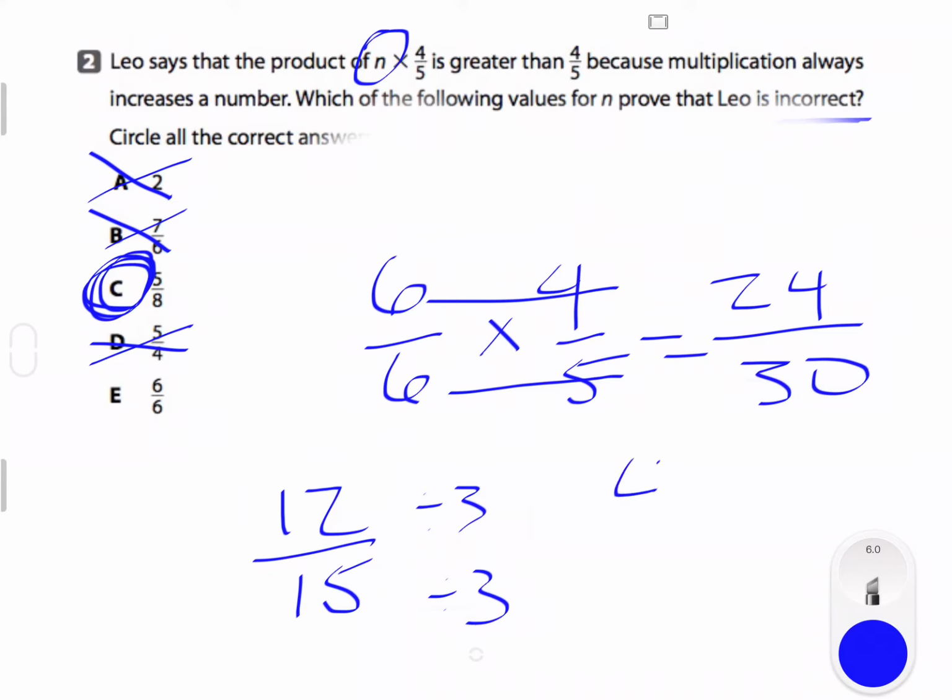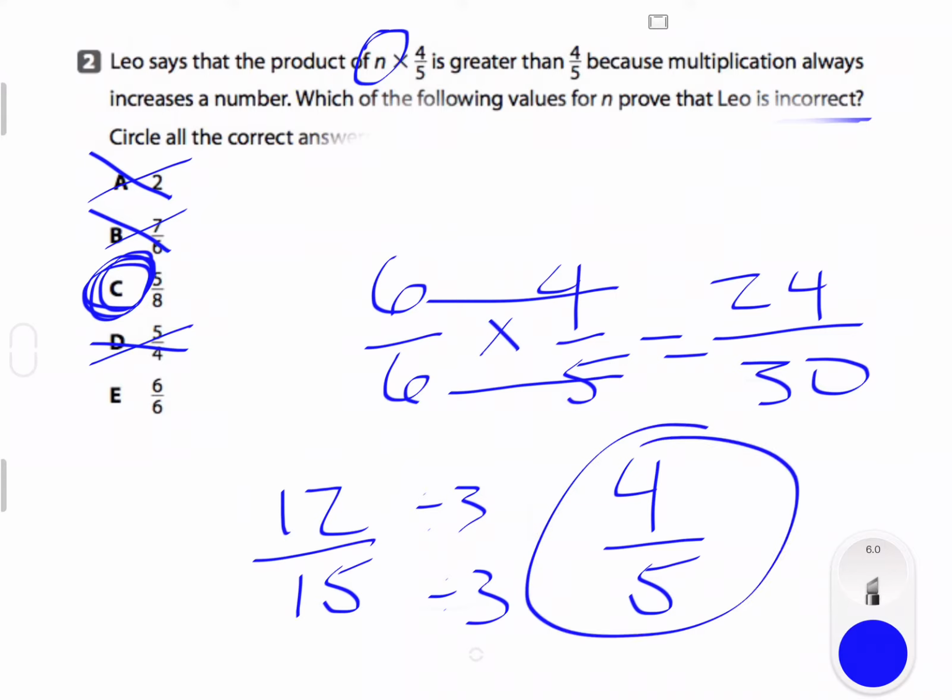12 divided by 3 is 4. 15 divided by 3 is 5. And we end up with 4/5, which is what we started with. So we basically just multiplied 4/5 times 1. We saw that at the beginning. But what we want to notice is that the product did not increase. It stayed the same. So that doesn't count either.